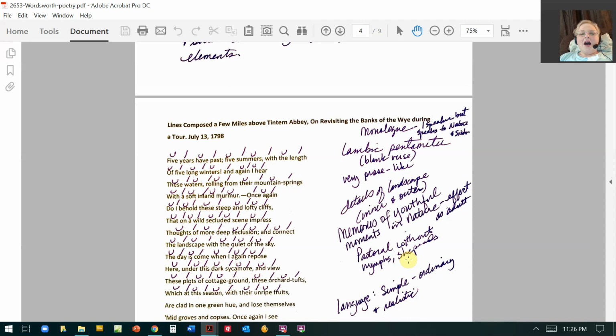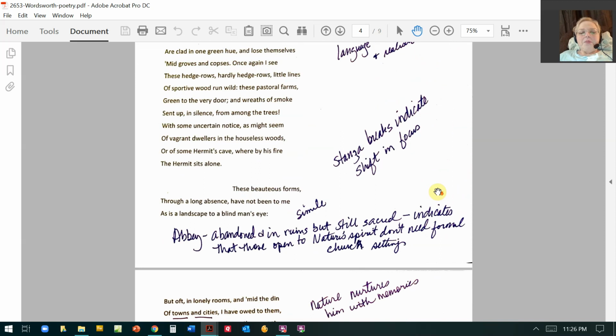But Tintern Abbey, if you Google that, you'll see some drawings of the abbey. So this is the ruins of what used to be a religious building, right? And I think that's interesting because it's abandoned, and yet there still is something sacred about it. And by looking at it, you know, he's standing above the banks of this river that runs by it, he's having this very spiritual, religious moment.